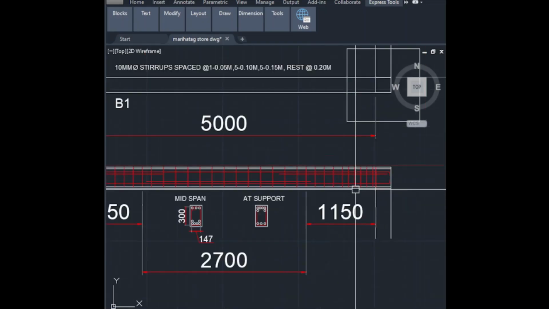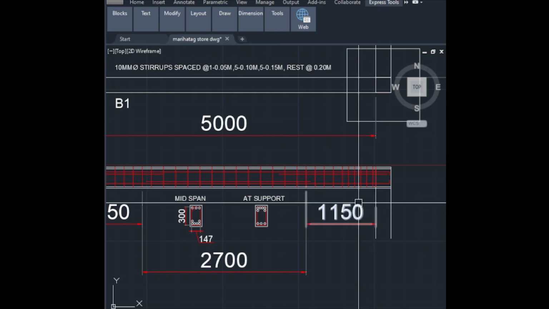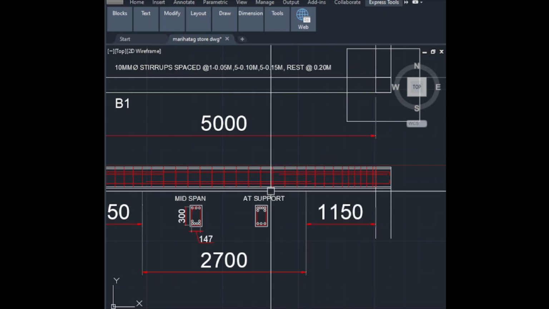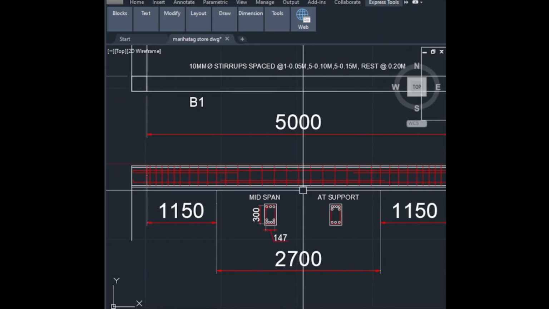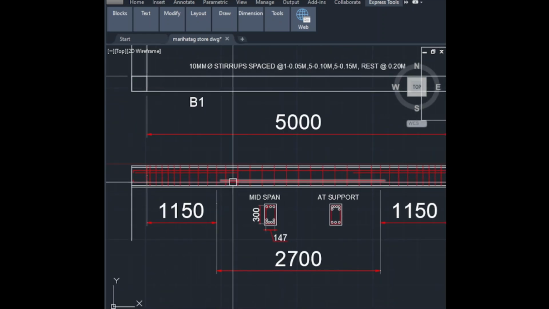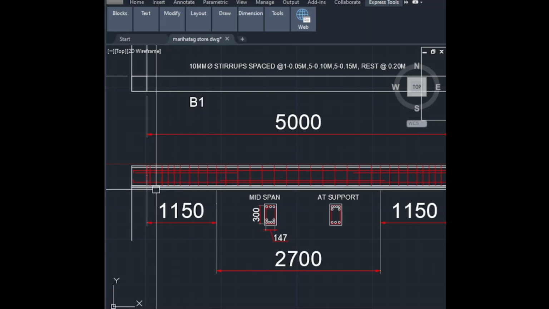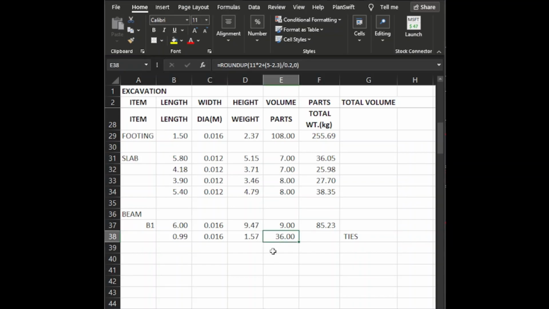So we will check: 2, 4, 6, 8, 10, 12, 14, 16, 18, 20, 22, 24, 26, 28, 30, 32, 34, 36 exactly. So this is 36 bars. So the ties is 56 kilograms. Wait, this is only 10 mm, 0.01.